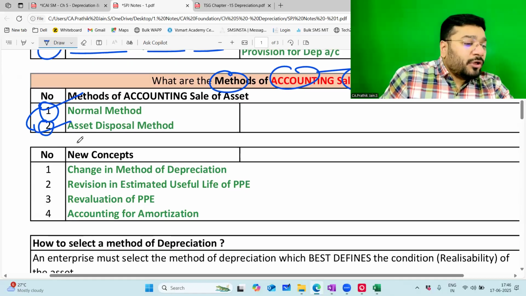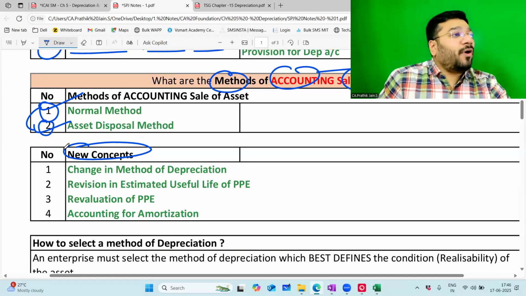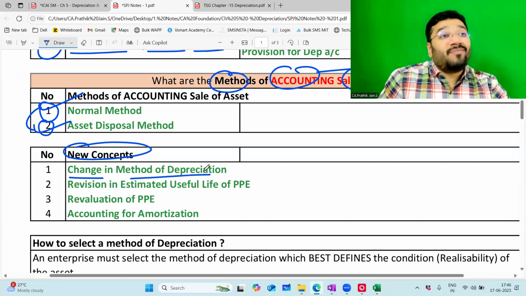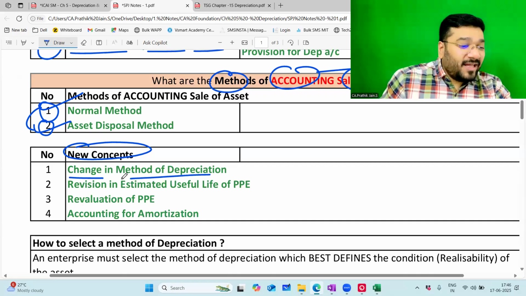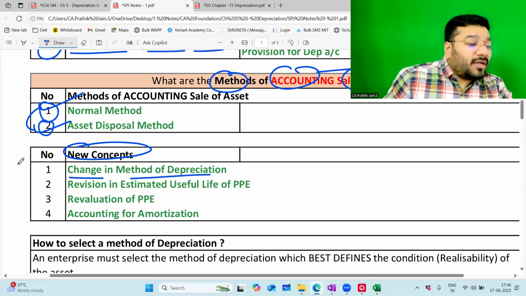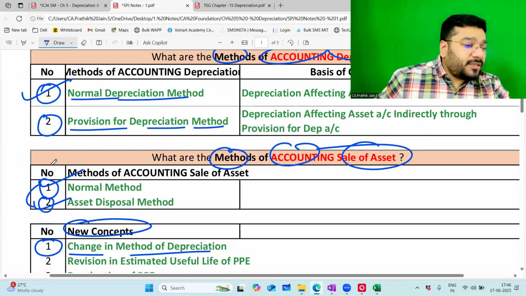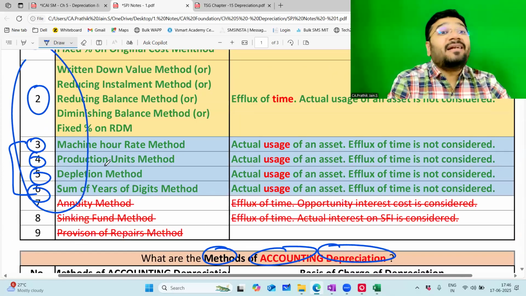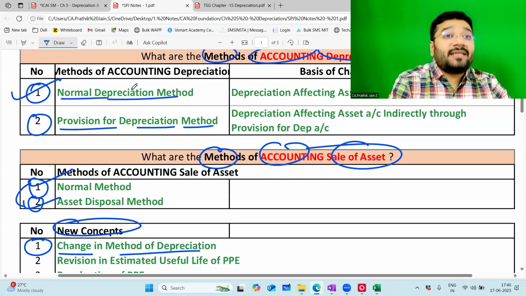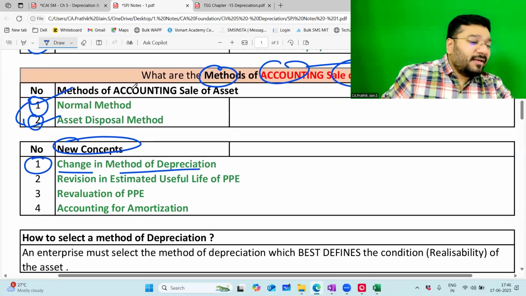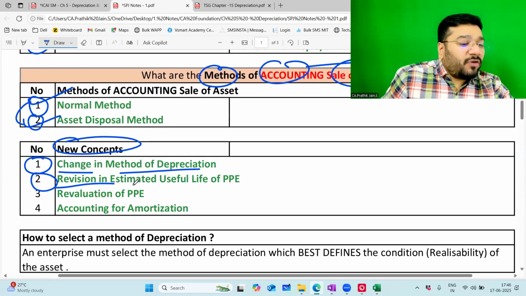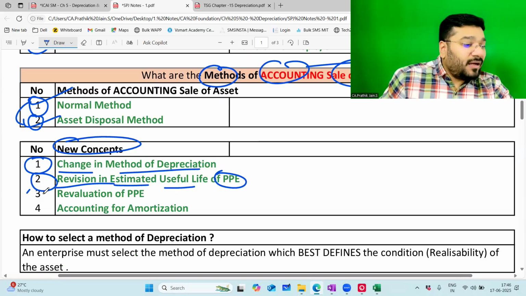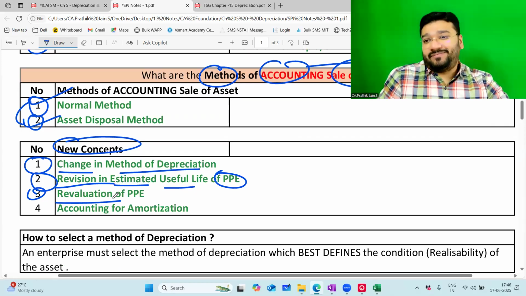Apart from that, we'll be learning some new concepts, which are new for both Matric and CBSE people, which is change in method of depreciation. Multiple questions came in. Change in method of depreciation is not a standalone question. It will come combining any of these. It's interlinked. It is combined with the earlier topics. Second important concept is revision of estimated useful life of the property, plant and equipment, PPE. Third is revaluation of PPE.